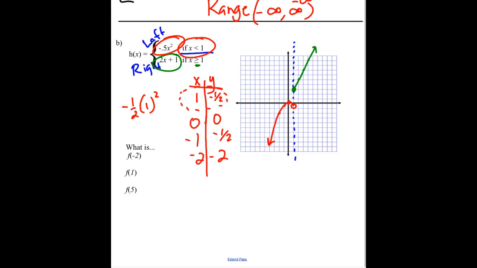Now for the range, we do have a little break. If you look right in this section in here, there's kind of a gap between my red graph and my green graph. So what is the range for the red part? Again, we always start at -infinity and work our way up, correct? So I'm starting down here at -infinity and I go up to 0.